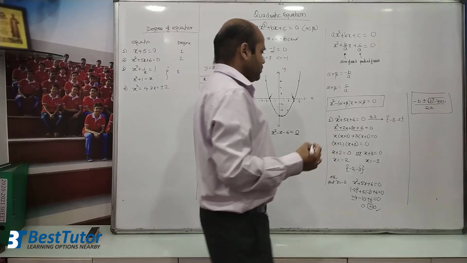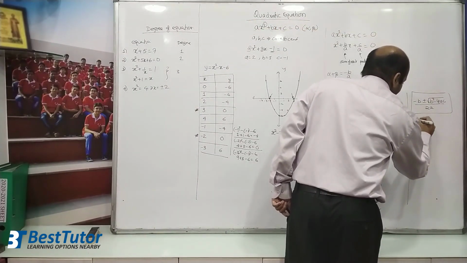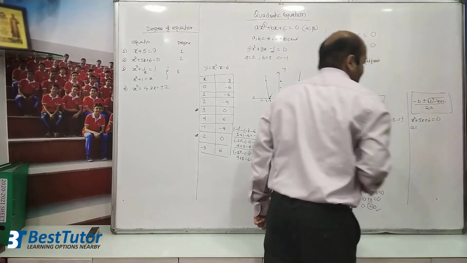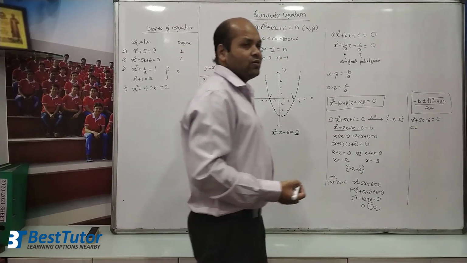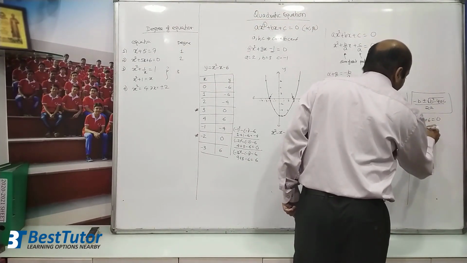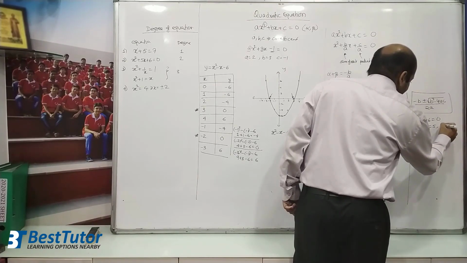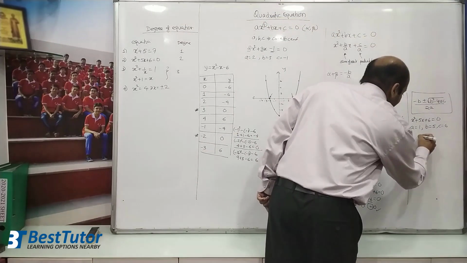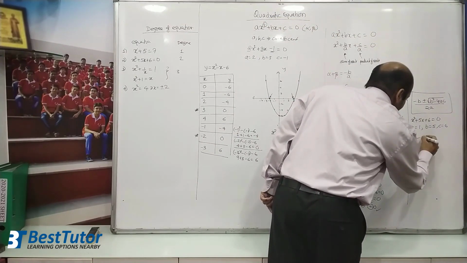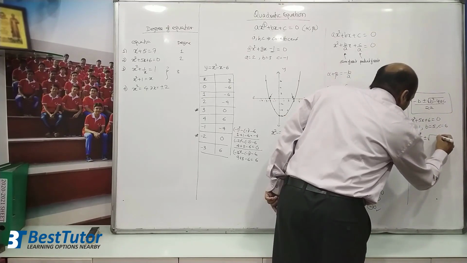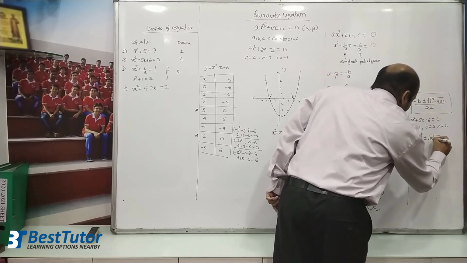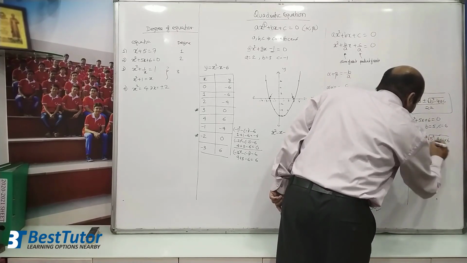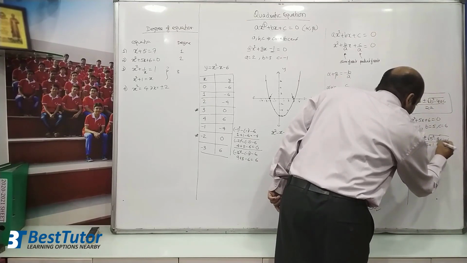So in this equation, I write the equation again, x square plus 5x plus 6 equal to 0. What is a? X square is not having any value, that means it is multiplied by 1. B is 5 and C is 6. Let's substitute. It is minus b, so minus 5 plus or minus root of b square, 5 square, minus 4ac, so 4 into 1 into 6, divided by 2 into a, that is 1.